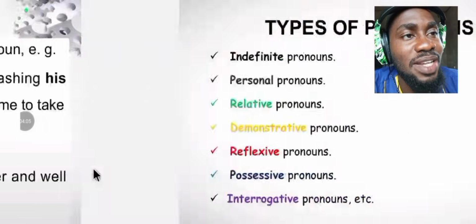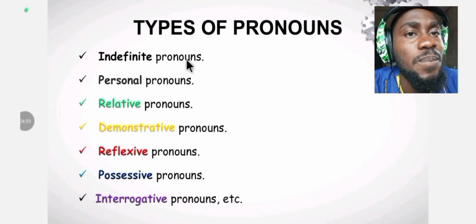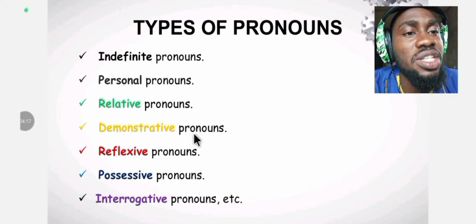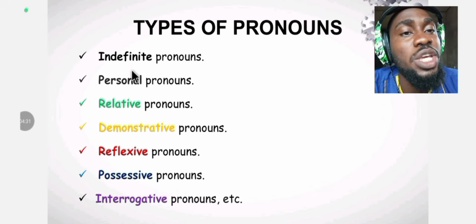Moving over to the next. Types of pronouns. The first we have here is indefinite pronouns. Second, personal pronouns. Third, relative pronouns. Fourth, demonstrative pronouns. Fifth, reflexive pronouns. Sixth, possessive pronouns. Seventh, interrogative pronouns, and so on and so forth. Take note of the color codings of all the pronouns, as we are going to be treating each of these pronouns with their successive color codings. Moving over to the next.